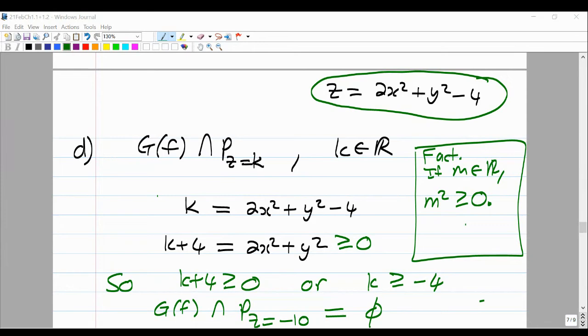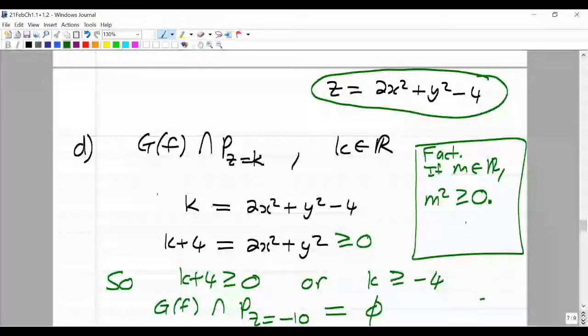The reason why I've rearranged my equation like this is I get k plus 4 is equal to 2x squared plus y squared, which we know from high school, the right-hand side is greater or equal to 0. So that means that k plus 4 has got to be greater or equal to 0, or k is greater or equal to minus 4. So, yes, you're quite right. We're looking now at cases. Now, for fun, let's look at the case.